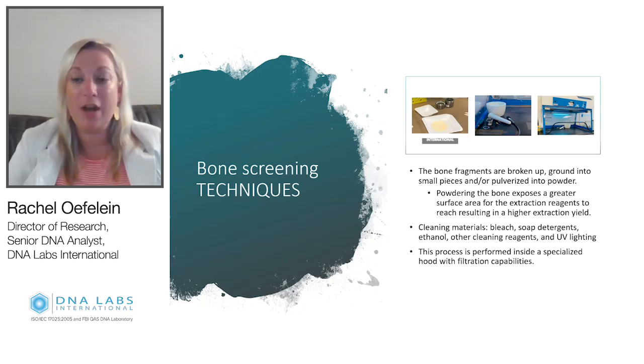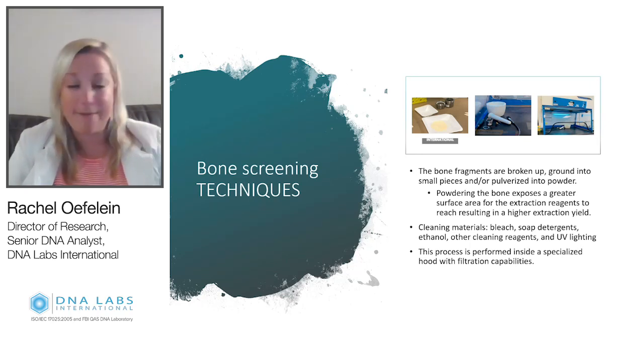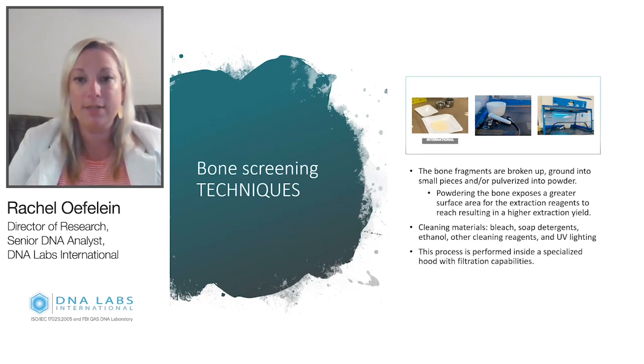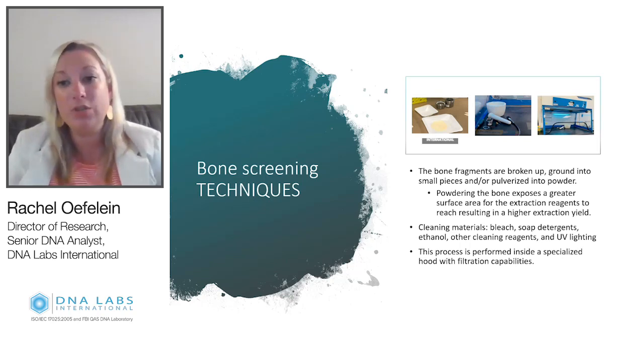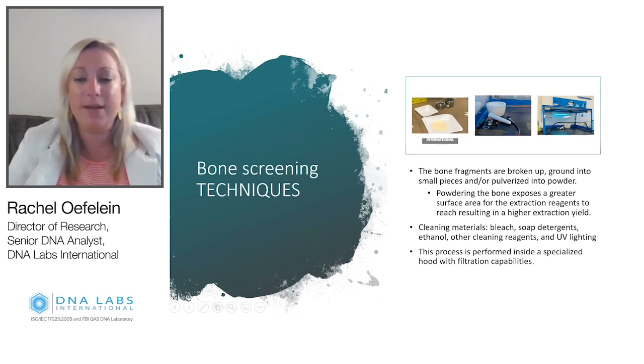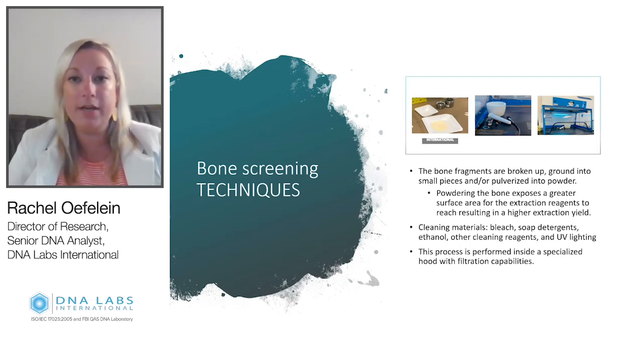Cleaning materials, so we want to make sure all the materials in the hood that we're using is completely free of any remaining bone powder from previous samples. Bone powder gets into everything. It's very easy to have bone powder left behind, so you want to make sure that you're doing multiple cleaning steps in order to ensure that you don't have cross-contamination between samples. So the types of things we're using for cleaning are bleach, soap, detergents, ethanol, cleaning reagents, as well as UV lighting. And this process is performed inside a specialized hood with filtration capabilities. So any bone powder that's going into the air is going to get through that filtration system so that we're not having a deposit of bone powder across the hood.